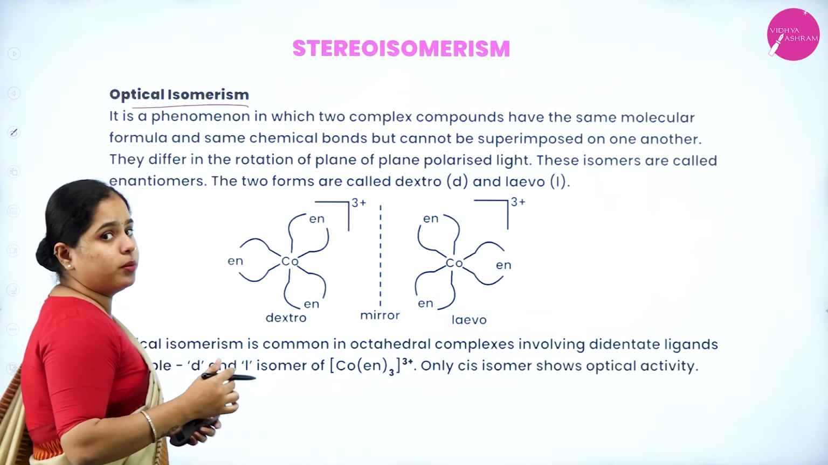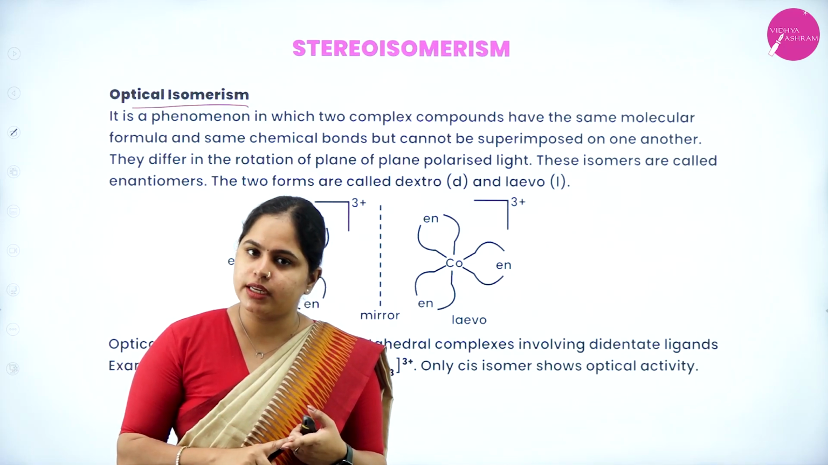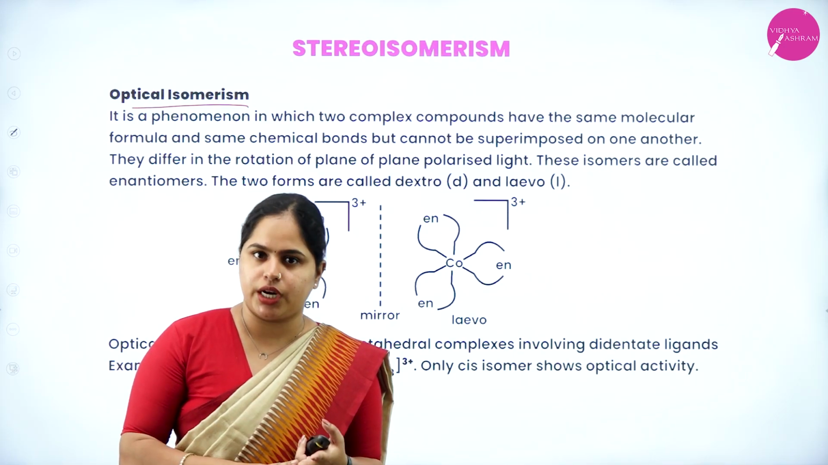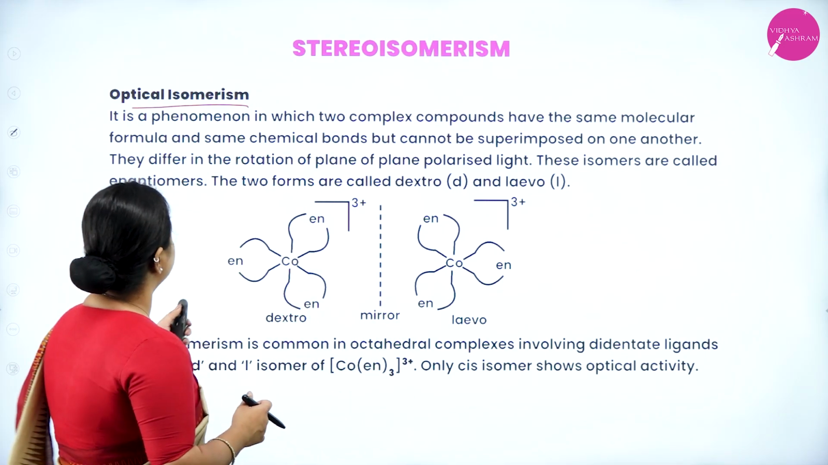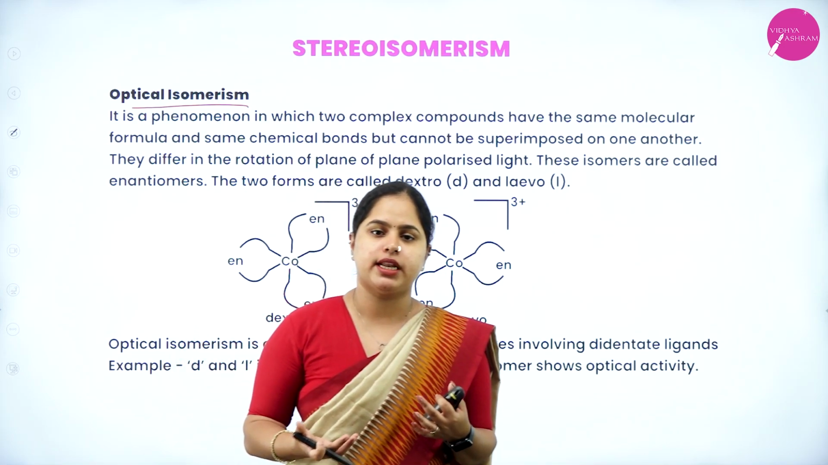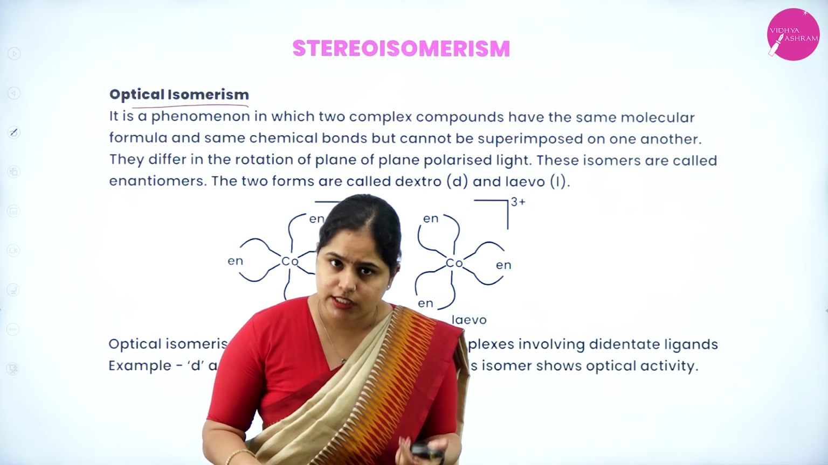That is optical isomerism, which comes under stereoisomerism itself, right? So, the first one is geometrical isomerism. We have studied it in square planar complexes, right? As well as octahedral complexes, right? So, the next isomerism is optical isomerism. So, first of all, before moving on to optical isomerism, what is optical activity? Or what are optically active compounds?